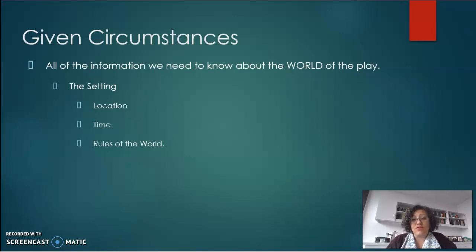It wouldn't make sense for magic to start happening in Trifles, right? This is not a world where a dragon will just appear. But there are plays where a dragon will appear and everyone will treat it normally. And those are the sort of information that we need to know that are part of given circumstances in a play.